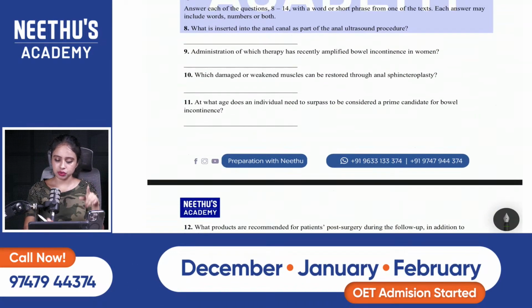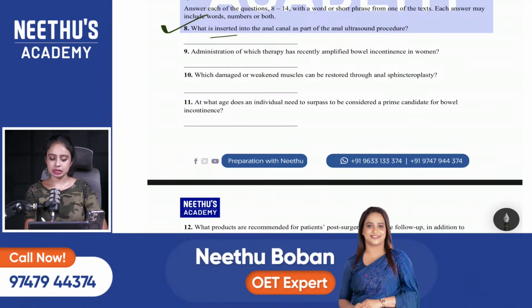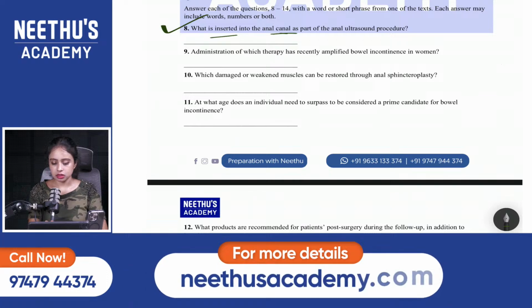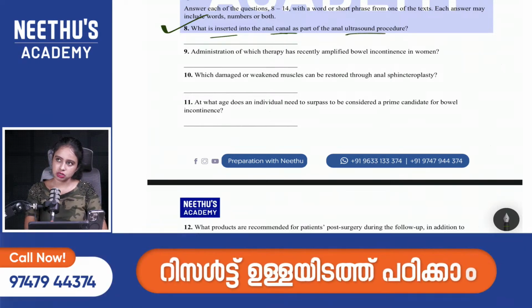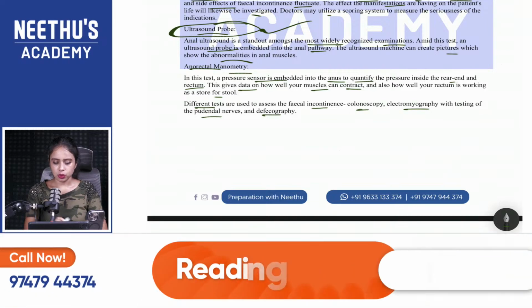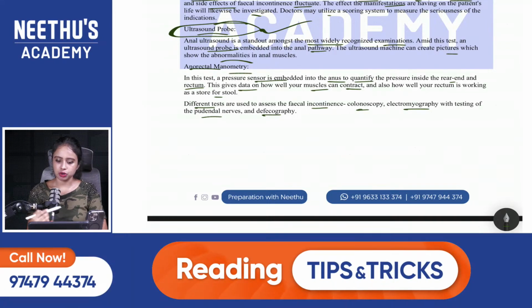Now moving to the eighth one. What is inserted into the anal canal as part of the anal ultrasound procedure? So the keywords here are inserted, canal, ultrasound. The ultrasound procedure is mentioned in text B. We know that it is an ultrasound probe or something. So I think the answer itself is ultrasound probe, what you are inserting into the canal.